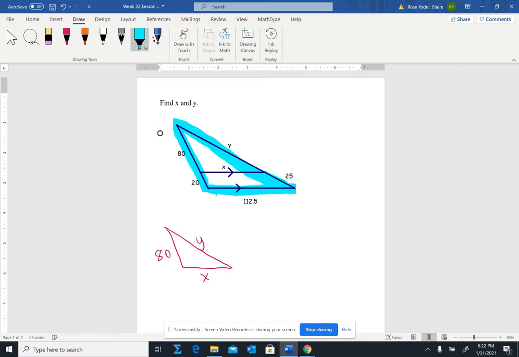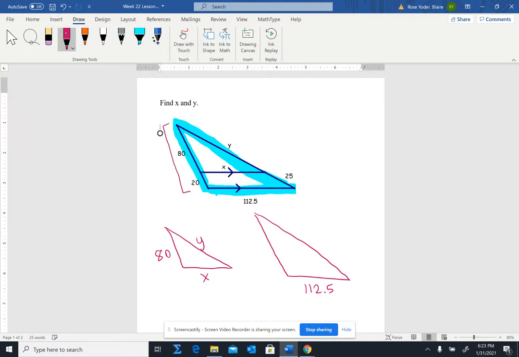This one's a little trickier to label. If you want to, pause the video for a second and see if you can come up with the labels for each of the three sides, because it's not as straightforward as the last one. All right, hopefully you notice that the bottom is 112.5, but what do you get on the left-hand side?